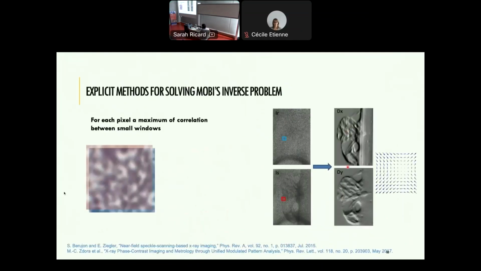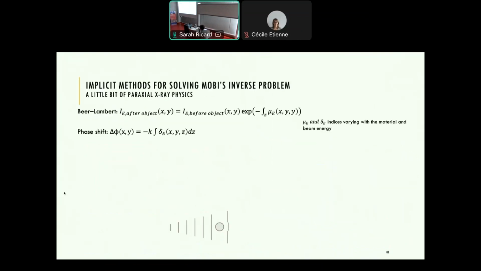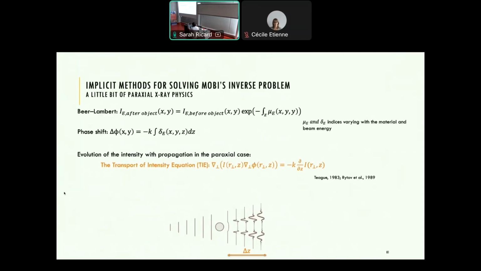At the time, 2015, 2017, it was very difficult. It was computationally expensive. We tried to model that with implicit methods. So instead of explicit methods, trying to solve for each voxel, this cross correlation and so on, we try to model this. By the way, this is how it evolves with the propagation. If you have a wavefront, you have the object, directly after the beam you have this, and then you start to have this interference.